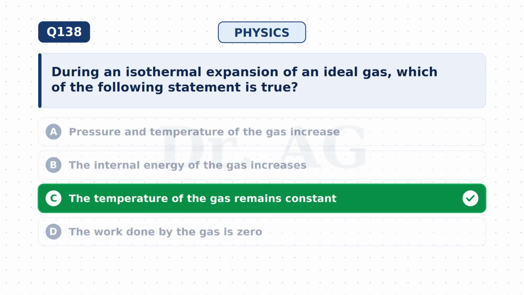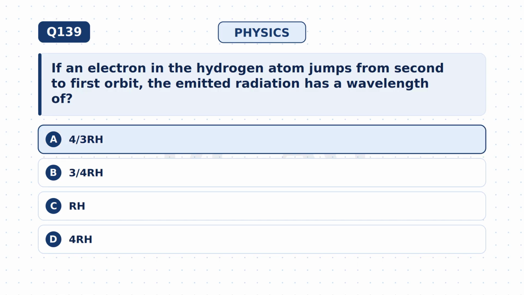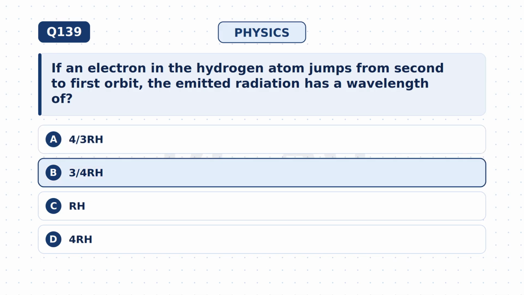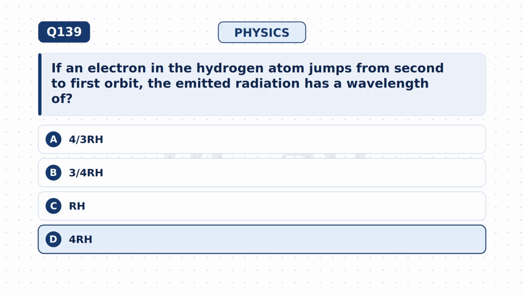The correct answer is C, the temperature of the gas remains constant. Question 139. If an electron in the hydrogen atom jumps from the second to the first orbit, the emitted radiation has a wavelength of Option A, 4 over 3 Rh. Option B, 3 over 4 Rh. Option C, Rh. Option D, 4 Rh.